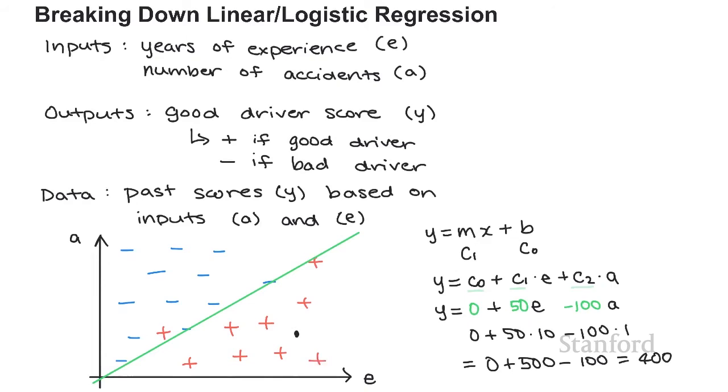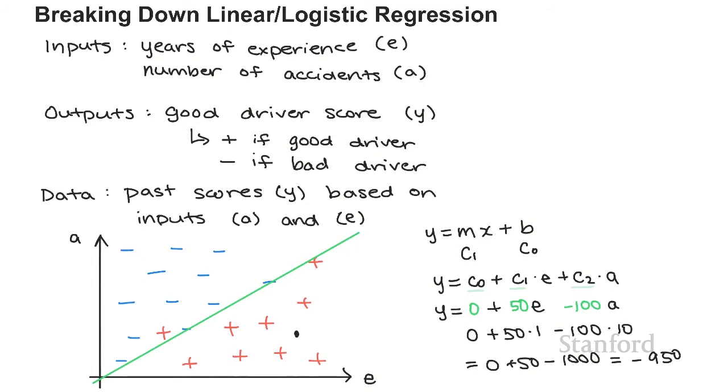So let's try it with a not so good driver. So remember this point over here where E was 1 and A was 10. Let's see how that fits into the model. So plugging those numbers into the equation, we have 0 plus 50 times 1 minus 100 times 10, which is equal to 0 plus 50 minus 1,000, which is equal to negative 950. And that matches our model as well, because negative 950 is negative, which is exactly what this point was supposed to be.